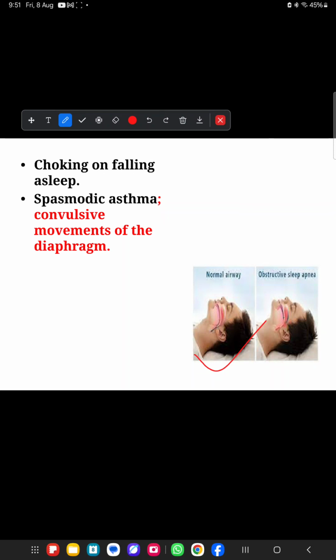Very good. Another symptom is spasmodic asthma, convulsive movement of the diaphragm. You will find there will be a movement of the diaphragm. If you are talking about the diaphragm, this point we can correlate with anatomy. Which nerve supplies the diaphragm? Phrenic nerve.